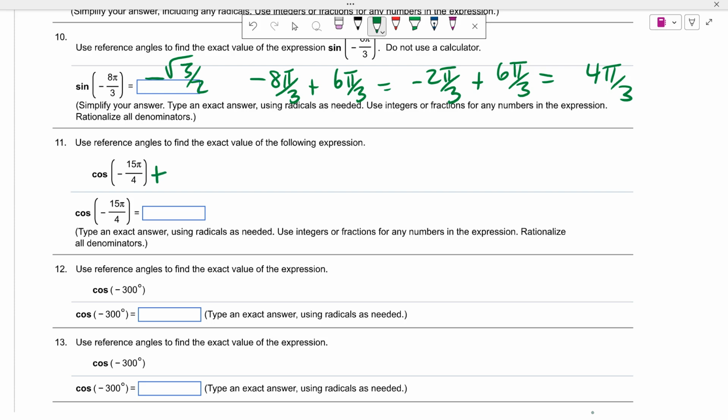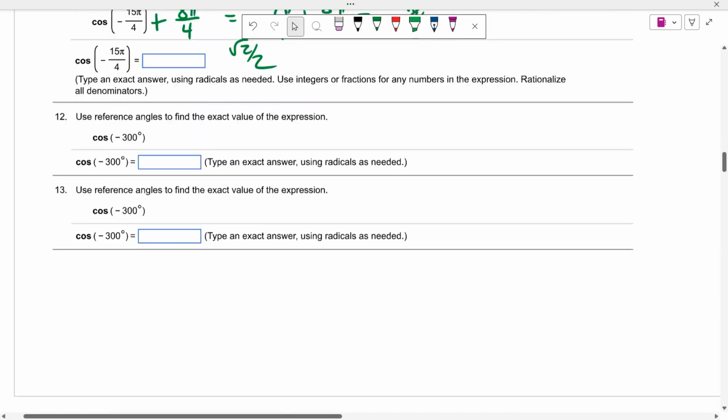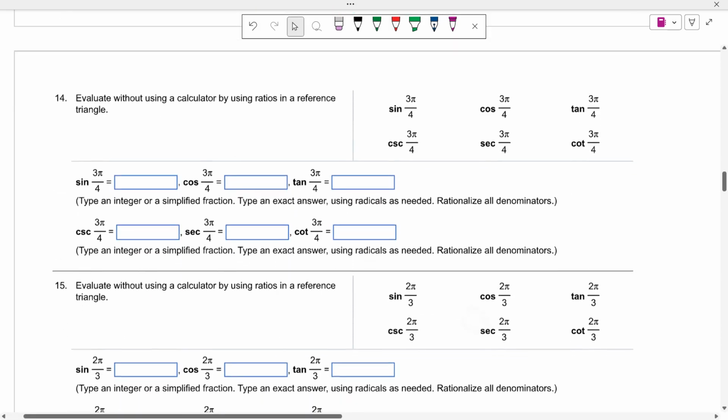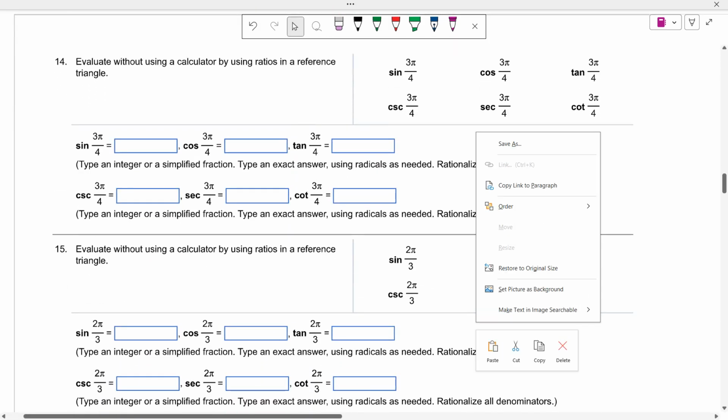What am I going to add to this to be 2 pi? What over 4 is 2? 8 over 4 is 2. So I'm going to add 8 pi over 4. If we add these together, I get negative 7 pi over 4. If I add these two together, I get pi over 4. Cosine of pi over 4 is square root of 2 over 2. Okay? So, we can keep doing those.